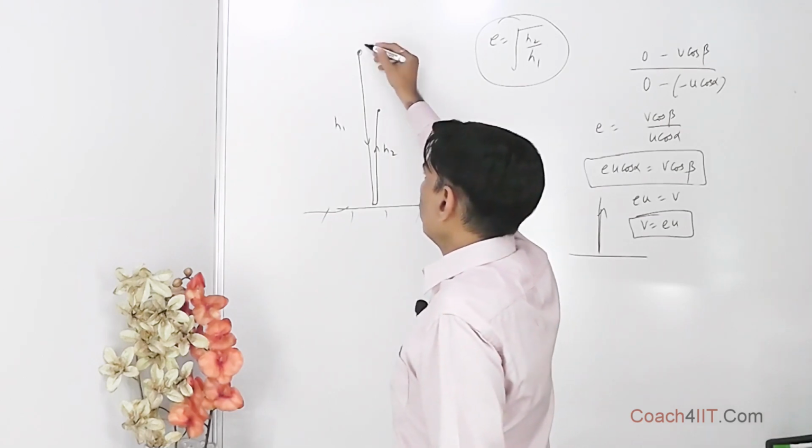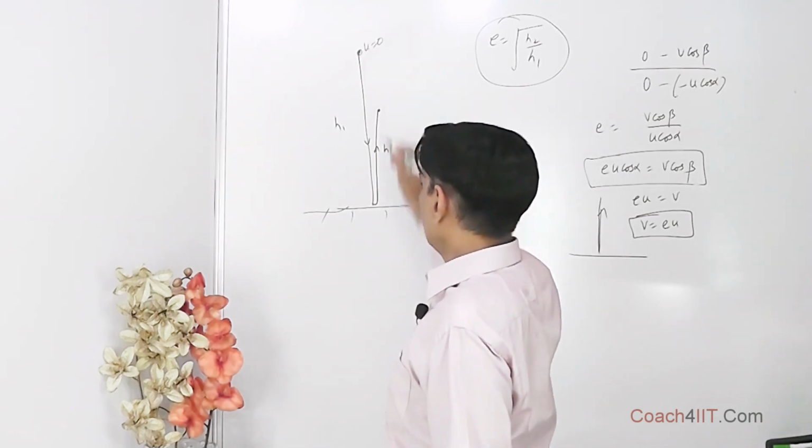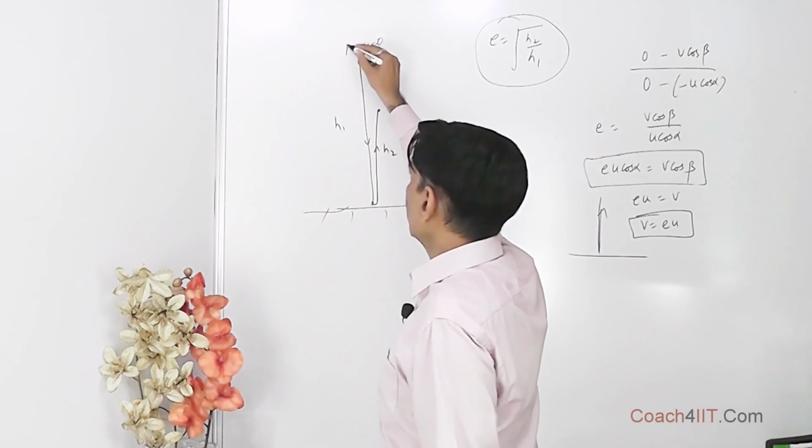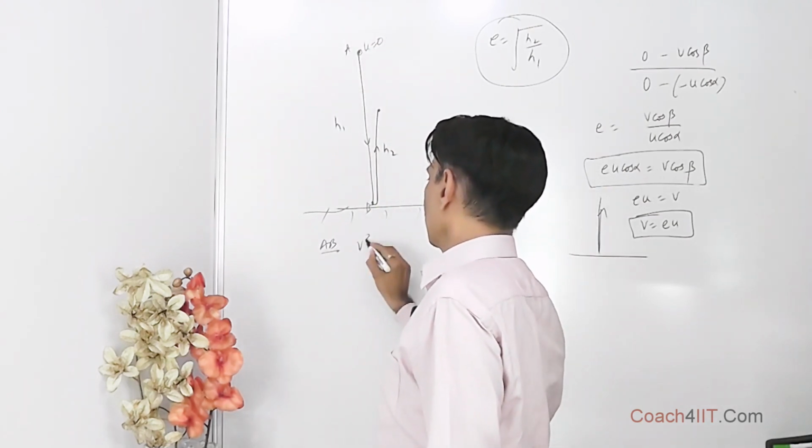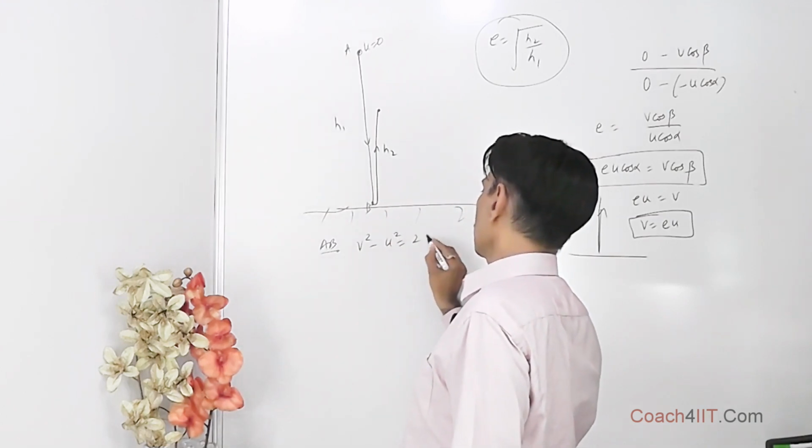When this has been dropped from here, it means U is equal to 0. And over here, let's say coming from A to B position, if we use the equation of kinematics, we say V square minus U square is equal to 2 A S.